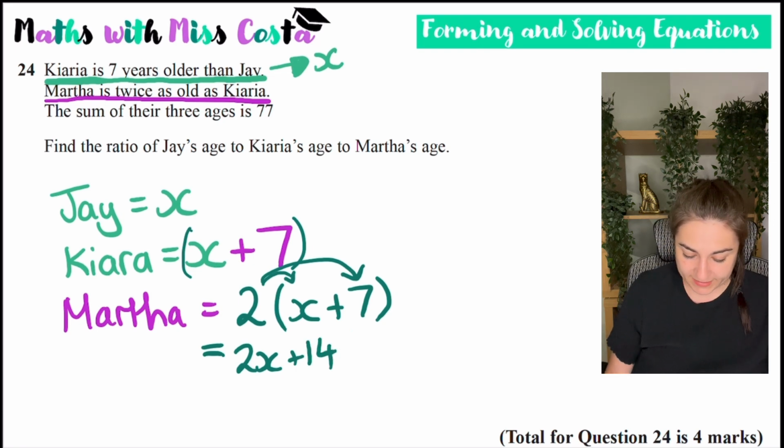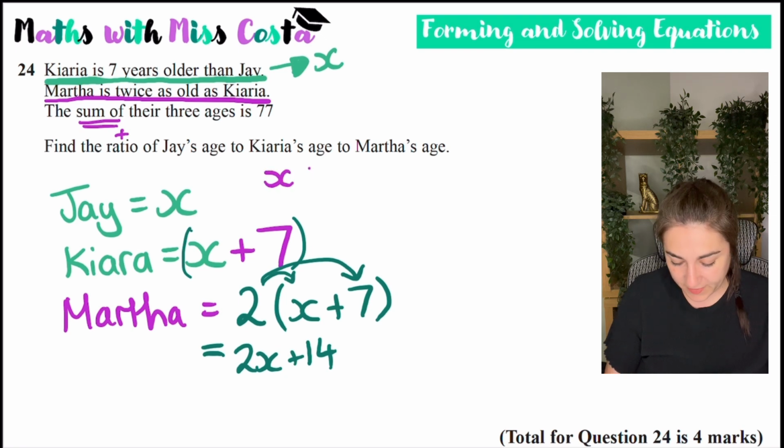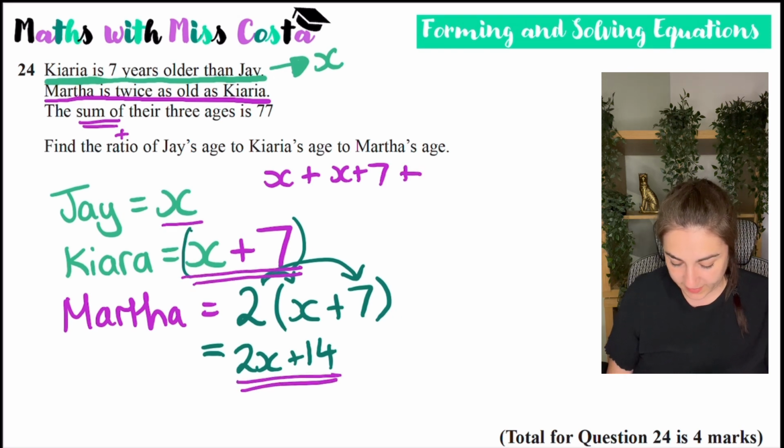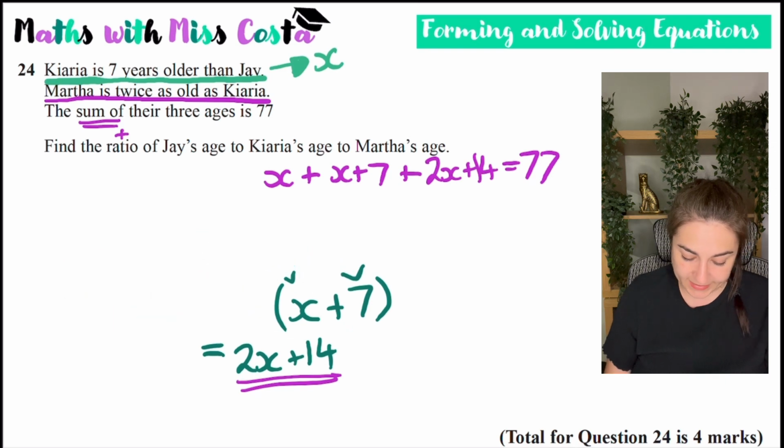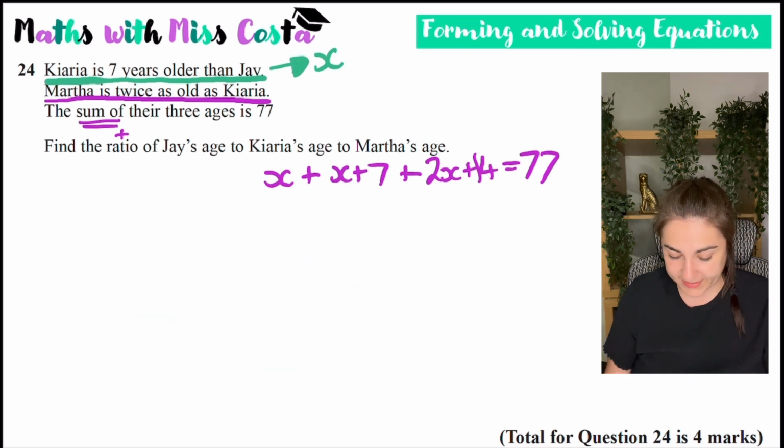So I now have an expression for all of their ages, and I know that the sum, that means add, of their 3 ages is 77. So I know that x plus x + 7, so I'm writing out all of the expressions for their ages, plus 2x + 14 must equal 77. So I've got this nice equation that I have formed, and now I can simplify it.